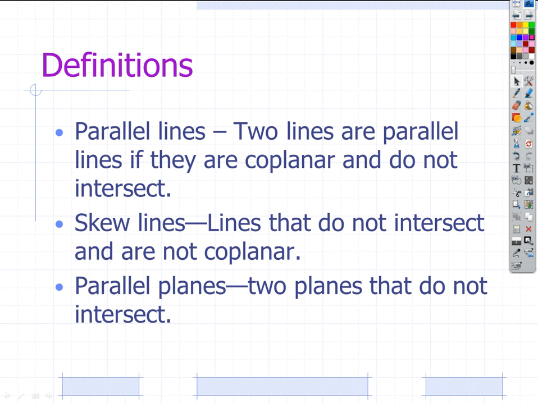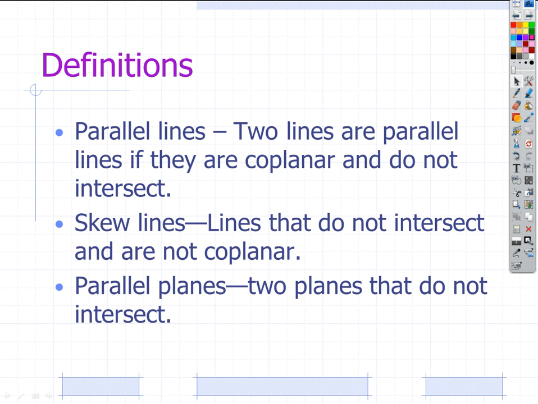What about perpendicular? Somebody remind me what it means to be perpendicular. Perpendicular would be lines that intersect at what kind of angle? 90 degrees, a right angle. Good. Parallel planes we talked about: two planes that never intersect are parallel. For example, the ceiling and the floor would be parallel planes, right?